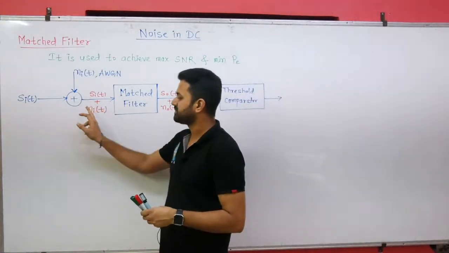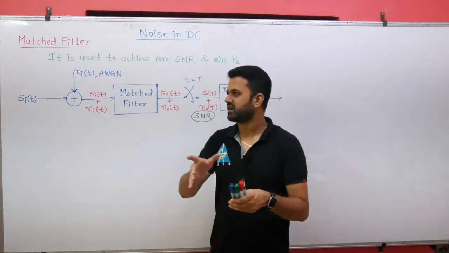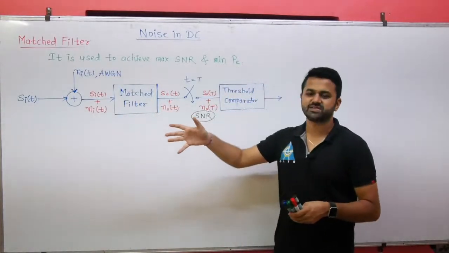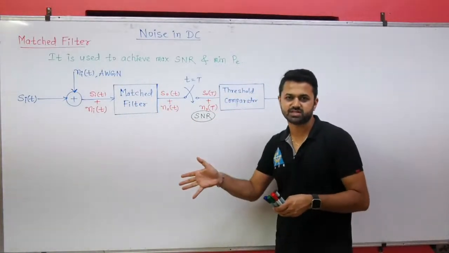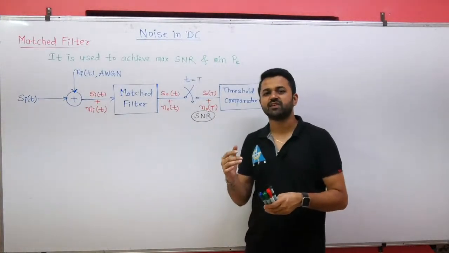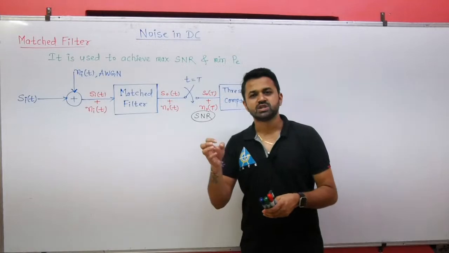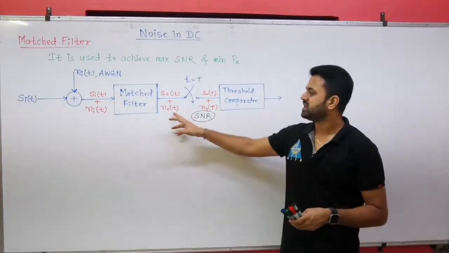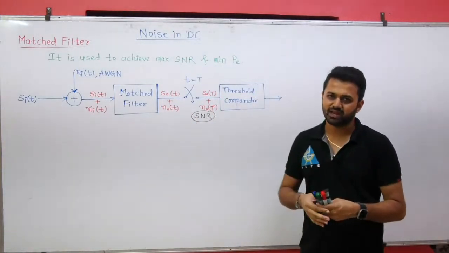If the signal plus noise both come together, after the matched filter we will get signal plus noise in which the noise content should be less, because we want the maximum signal to noise ratio. So our requirement is that the noise content should be less.